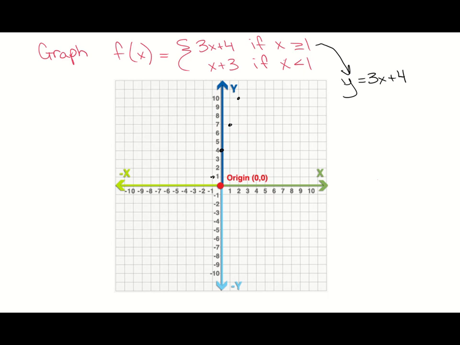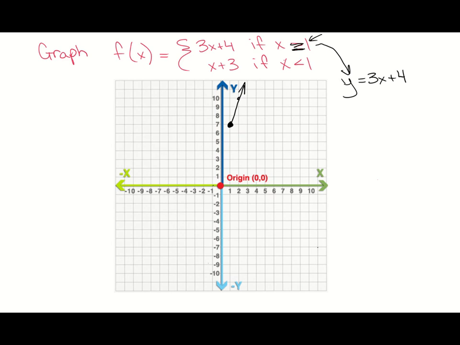Now, the domain restriction says if x is greater than 1. So what I'm going to do, just imagine that there was a line here, okay? Well, I think I can do a backspace on this thing. So imagine this line looks like that, okay? But I only need the part of the line where x is greater than or equal to 1. So anything that is less than 1, I don't need. So I can literally erase that line. That's perfect, actually. And that's going to be a solid circle. Why is it a solid circle? Because it's greater than or equal to 1. So that's going to be a solid circle.